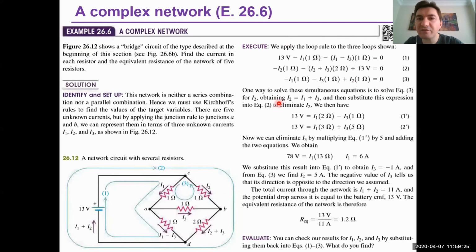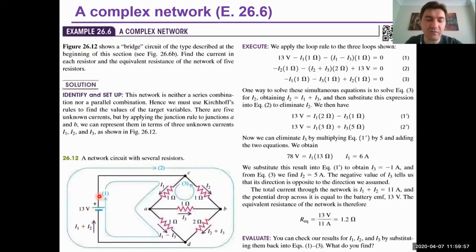By using the 3 equations, you can get I1. You can calculate I2. You can calculate I3. You can calculate I1 plus I2. If you know the current traveling in that circuit, since we have calculated I1 and I2, then we have 11 amp passing through that circuit between D and C.